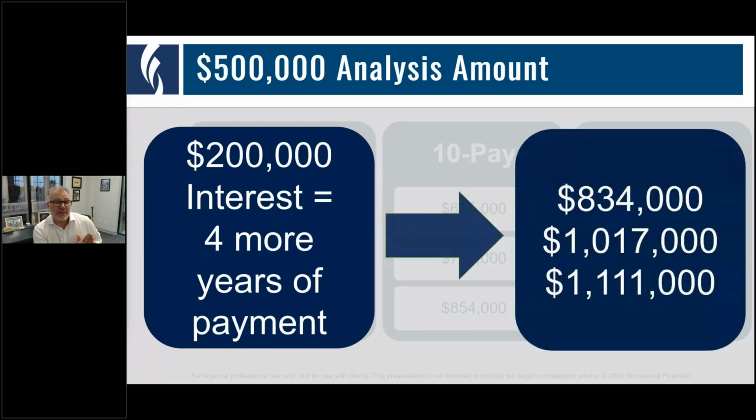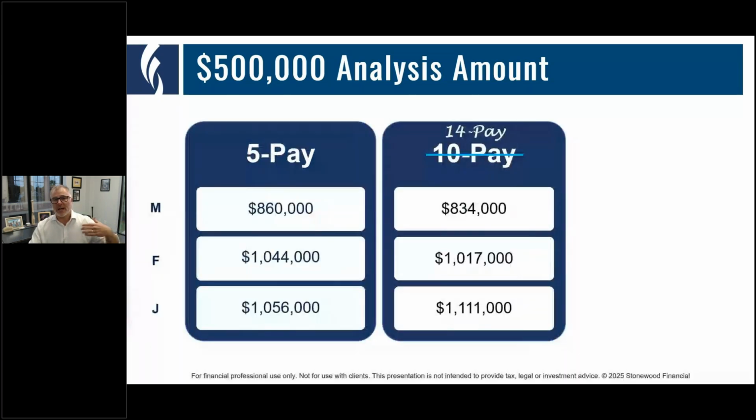And you know what? If I went to that same carrier and did a 14-pay, now my death benefit lines up, right? Very similar values. In fact, you're getting a little bit more because we're working with more interest, so to speak. And so those are 2 extremely popular ways of going about this. You've got the 5-pay, and you've got the 10-pay that becomes a 14-pay.